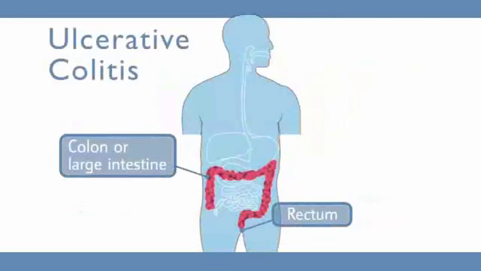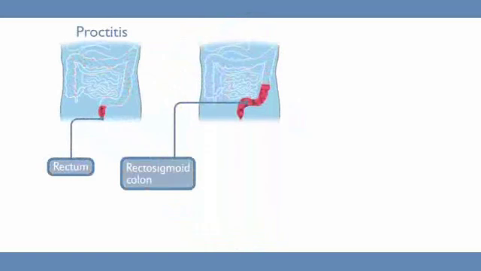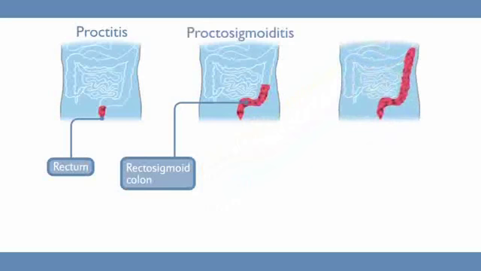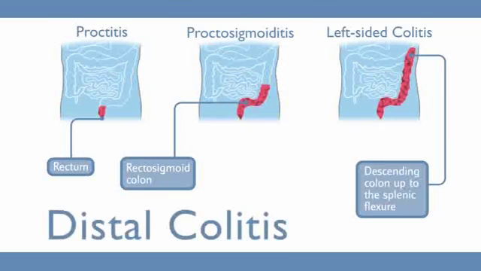On ulcerative colitis, which affects the colon and rectum. Treatment of ulcerative colitis may vary depending on where the disease is mainly located. This may be limited to the rectum, proctitis, involve the rectosigmoid colon, proctosigmoiditis, or the descending colon up to the splenic flexure, left-sided colitis. These areas of involvement are collectively called distal colitis or distal disease.